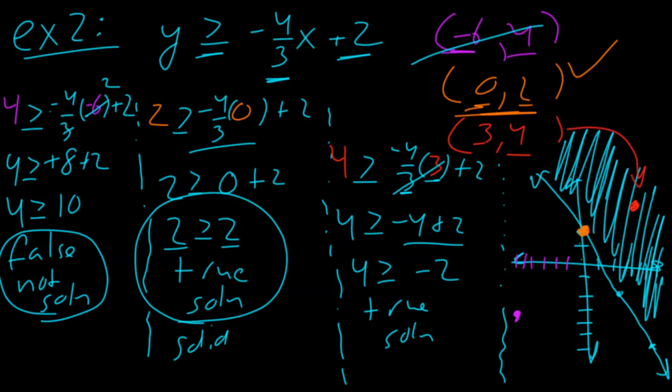And lastly, since we're squarely in the shaded region, that's a solution as well. I hope that these examples have helped you out. So imagine this: when you're going up on the y-axis, that's positive. When you're going down on the y-axis, that's negative.